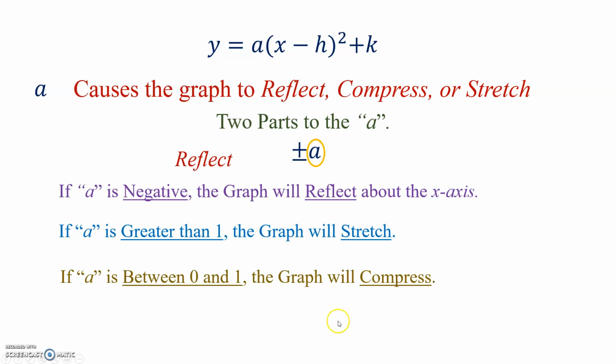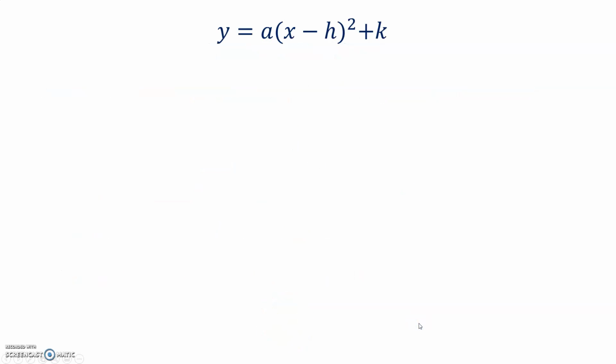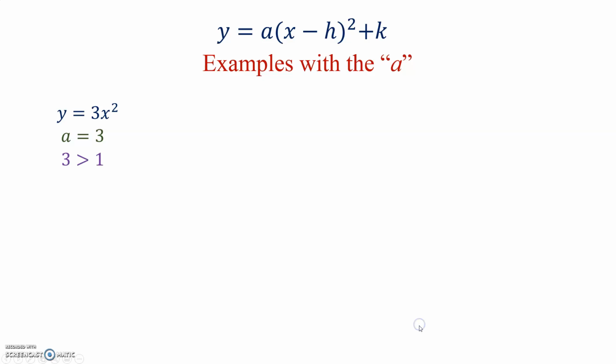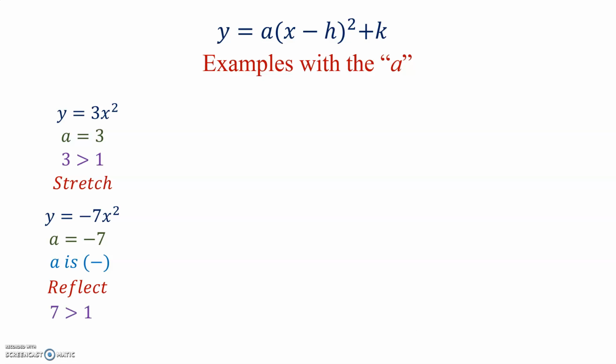Notice what I did not say. I did not say a is less than 1. Yes, we have greater than 1 here, but here it's not less than 1. It's between 0 and 1. So let's look at some situations. Here's some examples specifically with just the a. Here, y equals 3x squared. My a is 3. Because a is greater than 1, there's a stretch. Different one, y equals negative 7x squared. Right here, a is negative 7. Break it into two parts. The a is negative, which means there will be a reflection. And because 7 is greater than 1, there's a stretch.